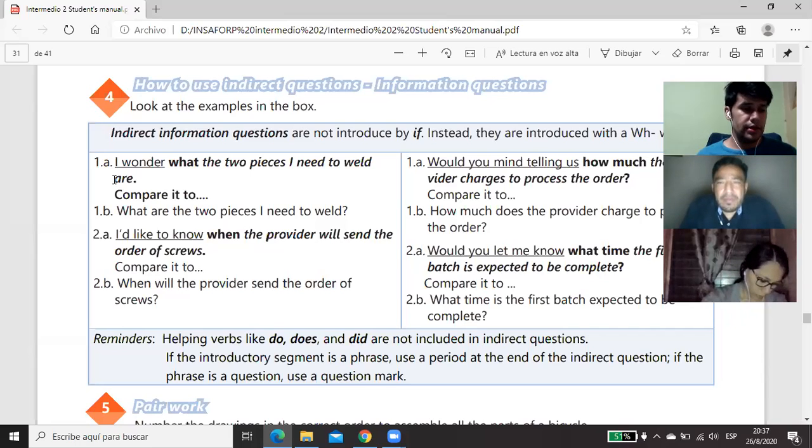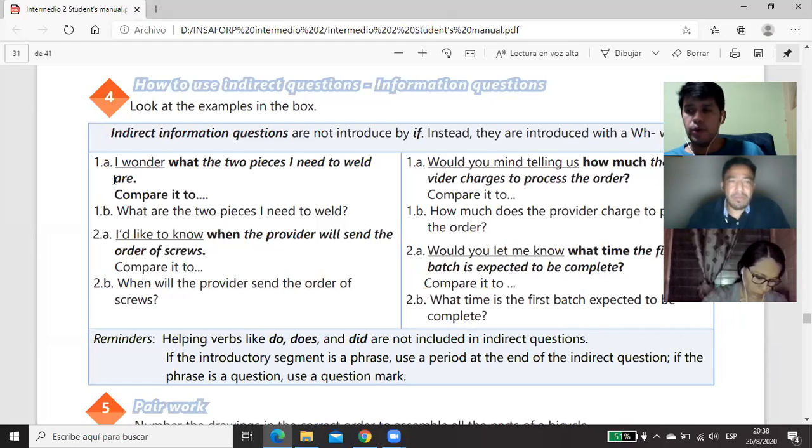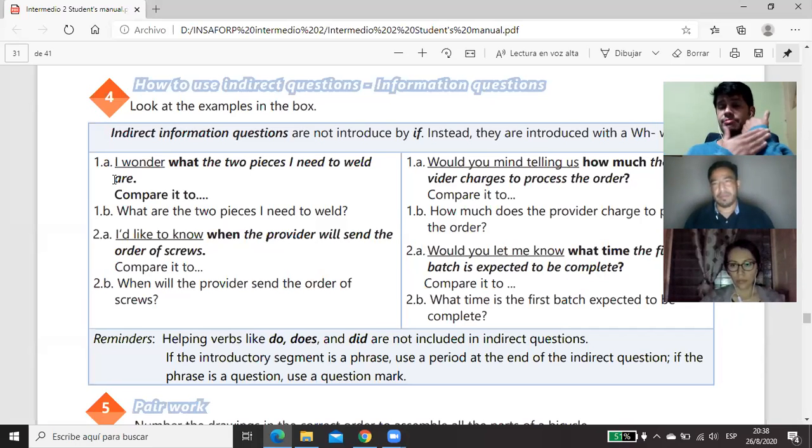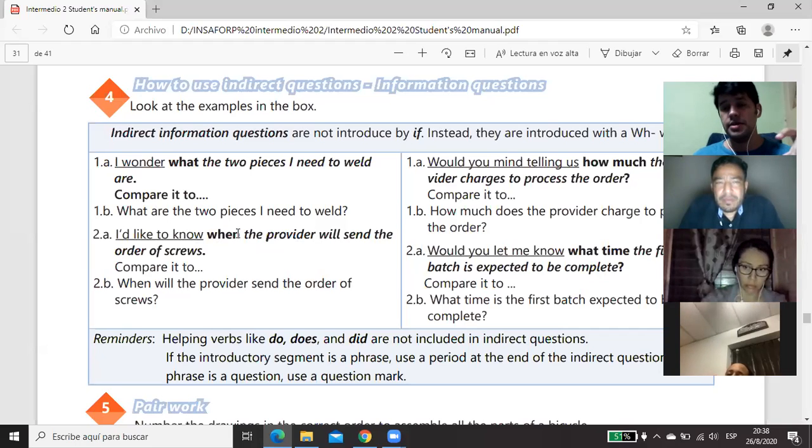Or, for example, let's imagine you're on the street and you want to know the time. So how do you ask that? Do you just go, hey, what time is it? I will feel a little uncomfortable. A new person, I don't know this person. Indirect questions make it more polite. So an indirect question for that: would you let me know what time it is? What time it is. If you notice here, we change the form.